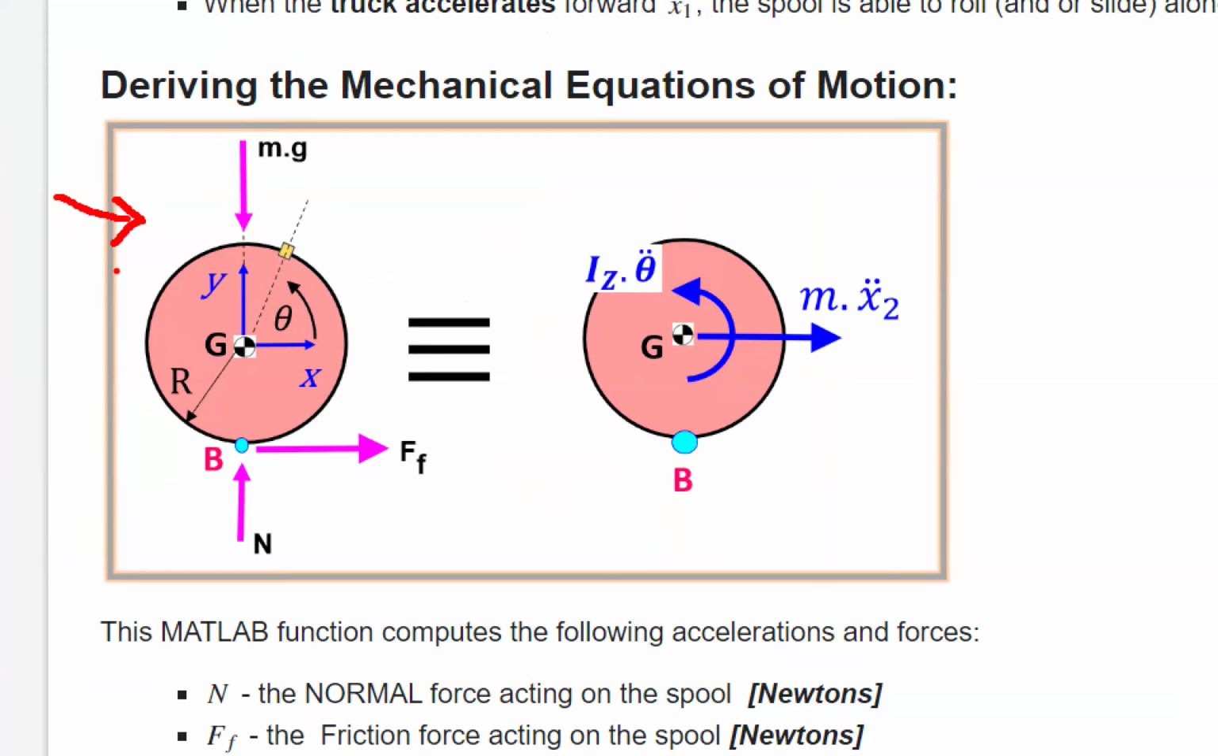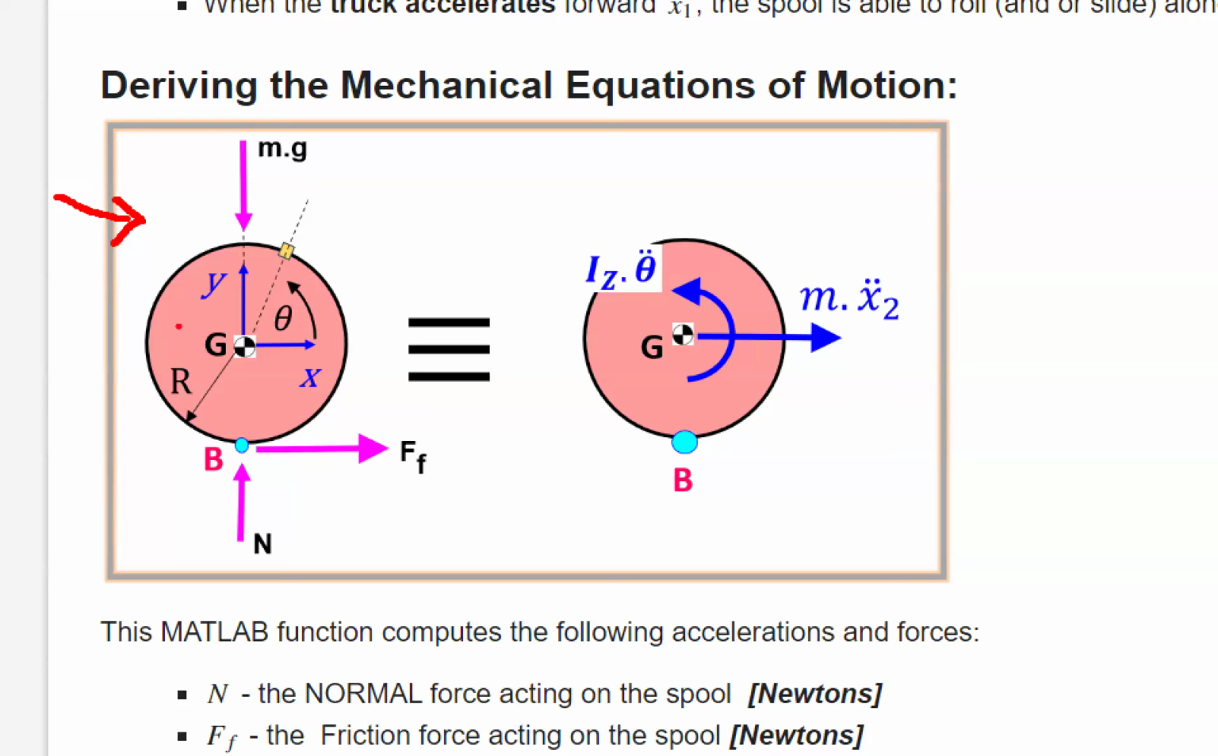So you've clearly got the weight of the spool, the weight force. You have the reaction normal force from the truck bed. And you, of course, have some sort of frictional force that's trying to rotate the spool. So I put it to you that that is the free body diagram for the spool.